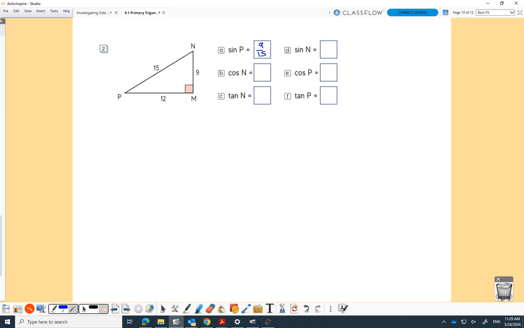Cos of n, I don't need to redraw everything. Maybe it's easier if I just put my finger on n and go adjacent over hypotenuse. 9 over 15. Ooh, they're the same. Maybe you're not impressed. If you switch angles, opposite and adjacent switch, so sine and cosine switch. That's not even really part of grade 10 math, but it's interesting. What did you get for tan n? 12 over 9. Great job.